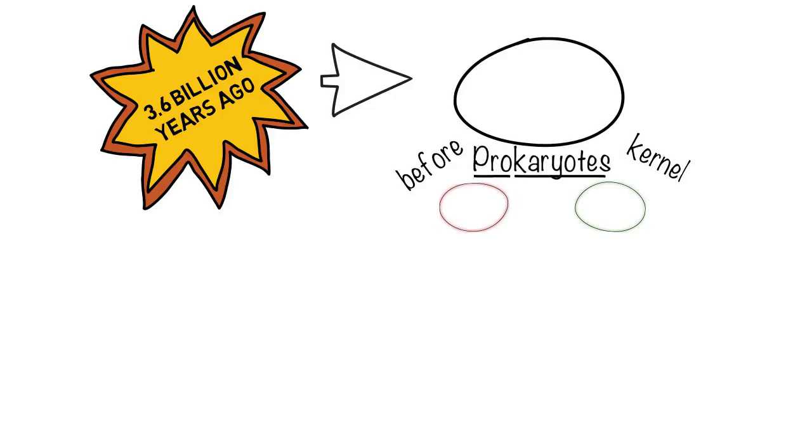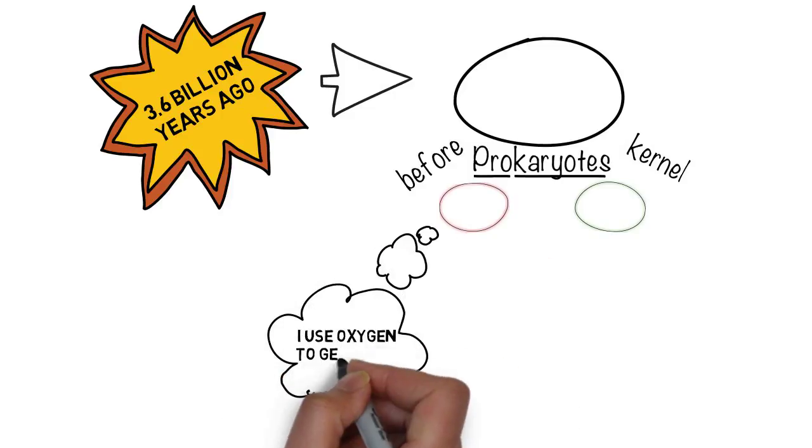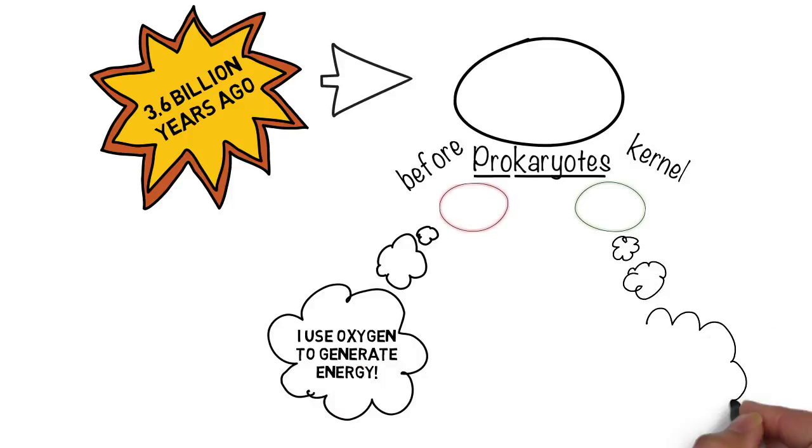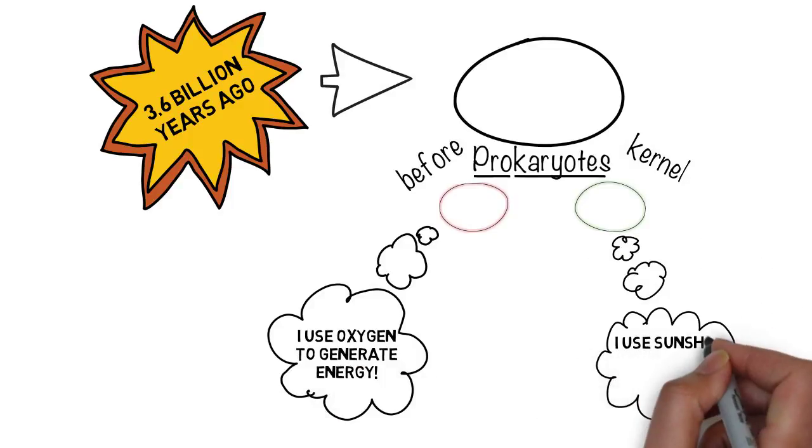And in this case, the kernel is referring to a membrane-bound nucleus, which sounds kind of weird, but you have to remember that when scientists were first describing these things, they didn't know then what we know now, so they used terms that made sense to them at the time. So some prokaryotes had special functions like using oxygen or harnessing sunlight to produce different forms of energy.